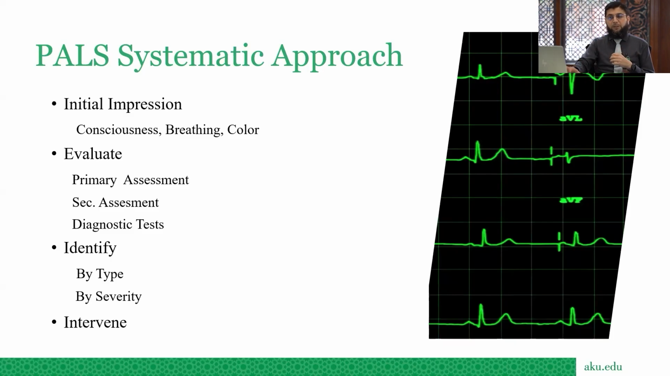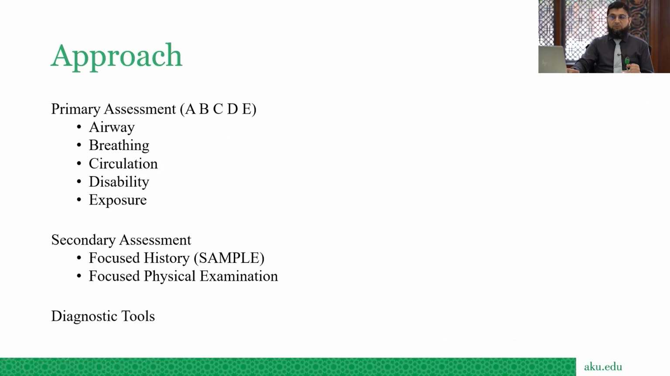Then you need to evaluate them with a primary assessment, secondary assessment, diagnostic tests, and identify by severity and type, and then intervene accordingly, according to what you have identified. So in the primary assessment, after the initial assessment, there is airway, breathing, circulation, disability, and exposure. And in secondary assessment, there is focused history, that is SAMPLE history, and focused physical examination. And then moving on to the diagnostic tests.